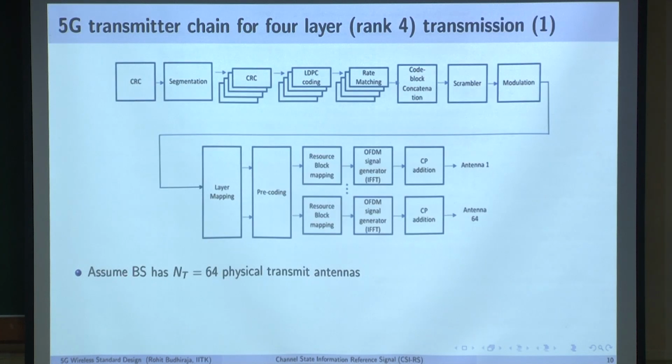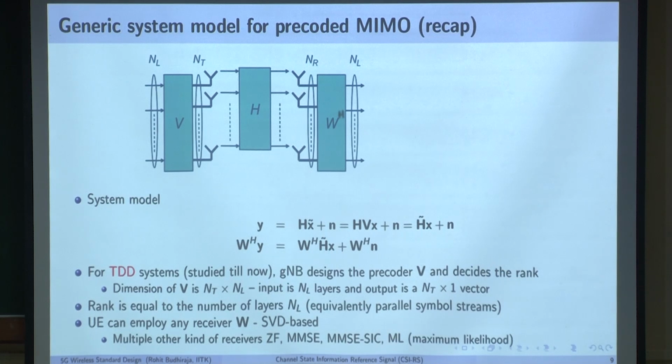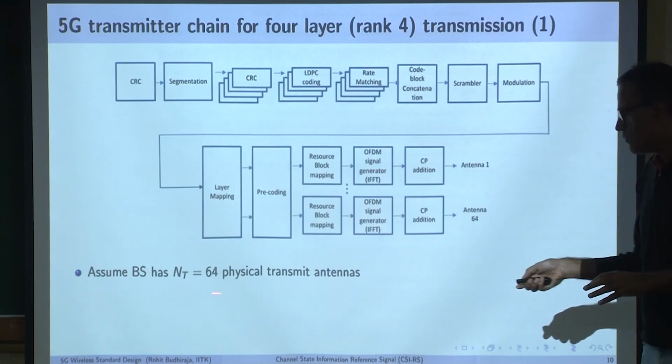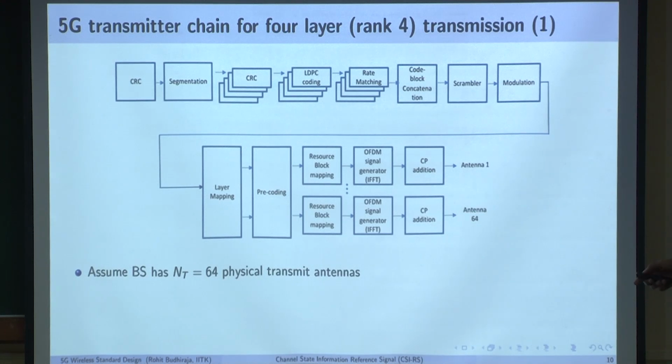So this is our system model. This is what we have learned. Now what we are saying here, don't look at this. I will tell you what is happening over here. The configuration we are assuming here is that the base station has NT equal to 64 physical transmit antennas. So H is NU cross NT, this is that NT.